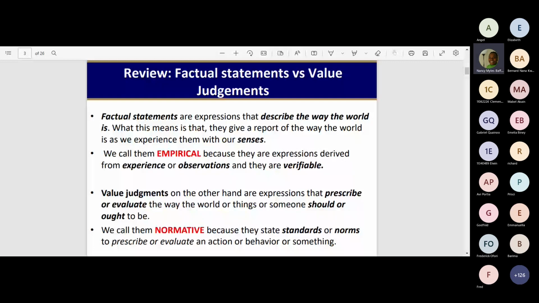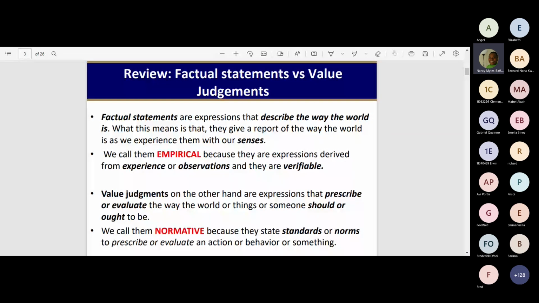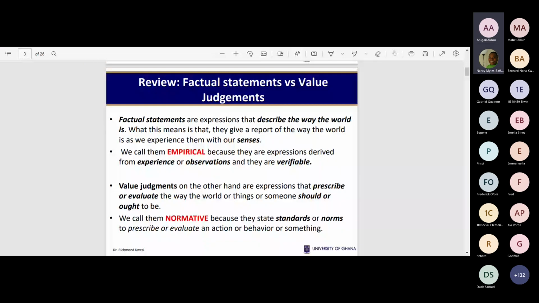A factual statement is a valid judgment. Factual statements are expressions that describe the way the world is. What this means is that they report the way the world is as we experience it in action. We call them empirical. They are expressions derived from observation, and they are verifiable.